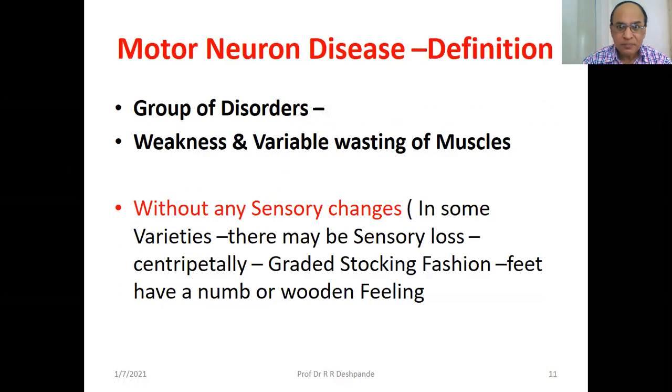Please try to understand. Definition: this is a group of disorders which gives weakness and wasting of muscles. You cannot move your hands, you cannot move your legs, paralysis. But this is important, without any sensory changes. Of course, in some varieties there may be sensory loss centripetally, in a graded stocking fashion, as if wearing socks. First at the end of the legs and then gradually the sensory loss comes up. Feet have a numb or wooden feeling, as if there is no life, no sensation. But this is very rare. Mainly this is a motor system problem.